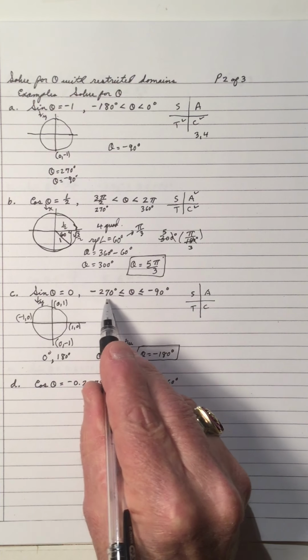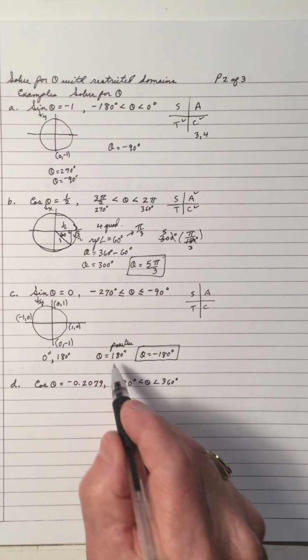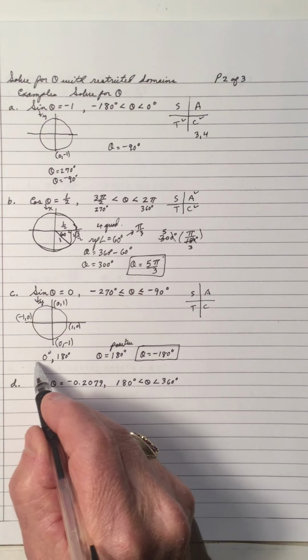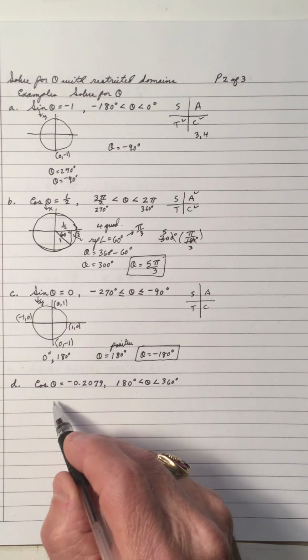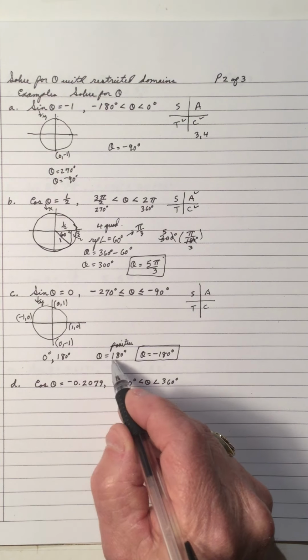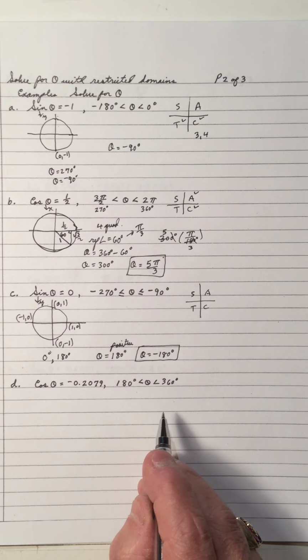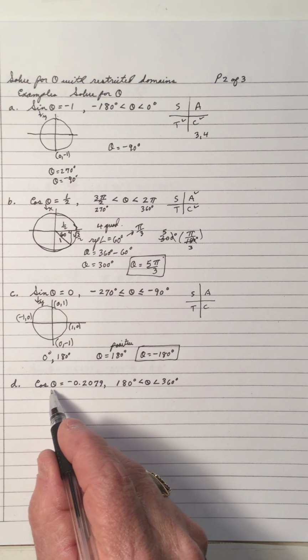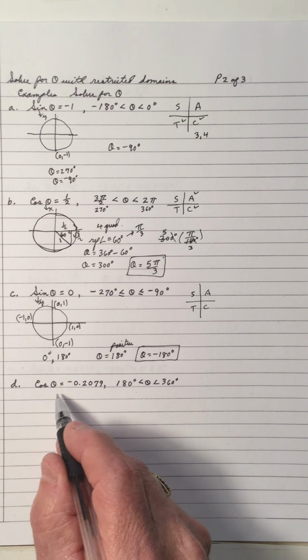Again, the answer has to be between negative 270 and negative 90. So 180 won't do. 0 won't do. It didn't fit. So there's the answer, negative 180.